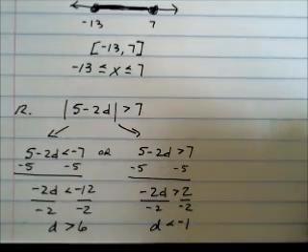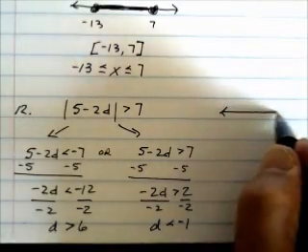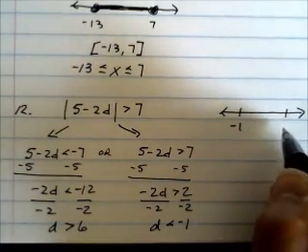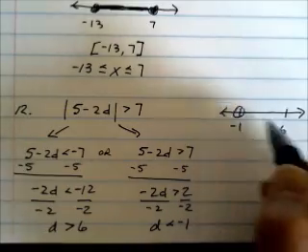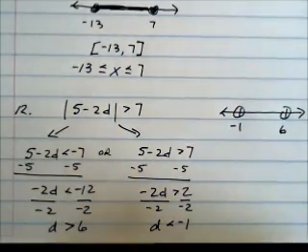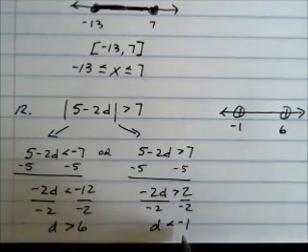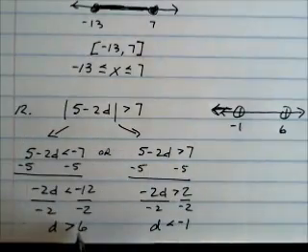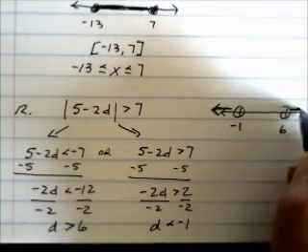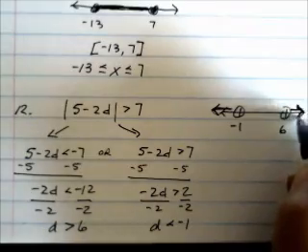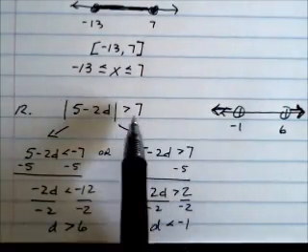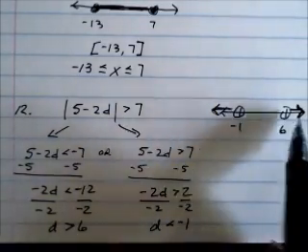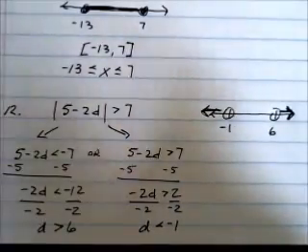So let's go to a number line. Negative 1 and 6. Circle each and leave them open. d is less than negative 1, that would be to the left, or d is greater than 6, that's going to be to the right. So again, as you can see here, our original inequality was a greater than, so our shading goes outside the two number values.